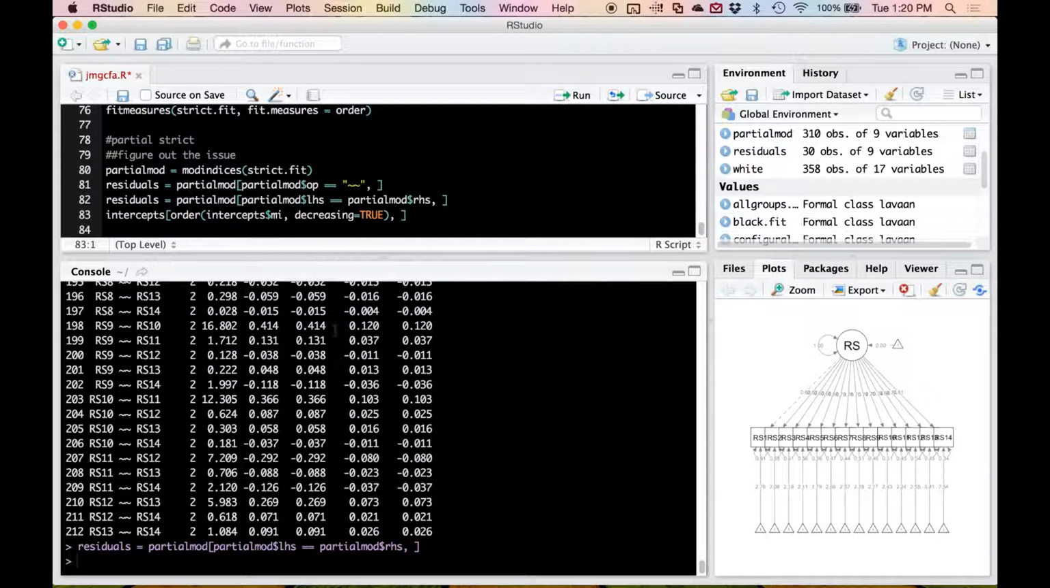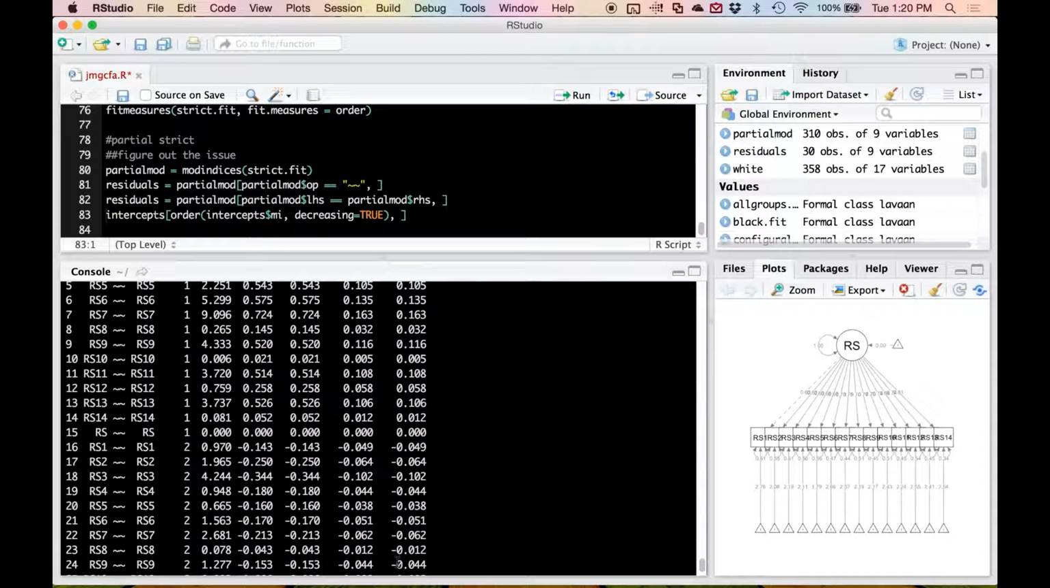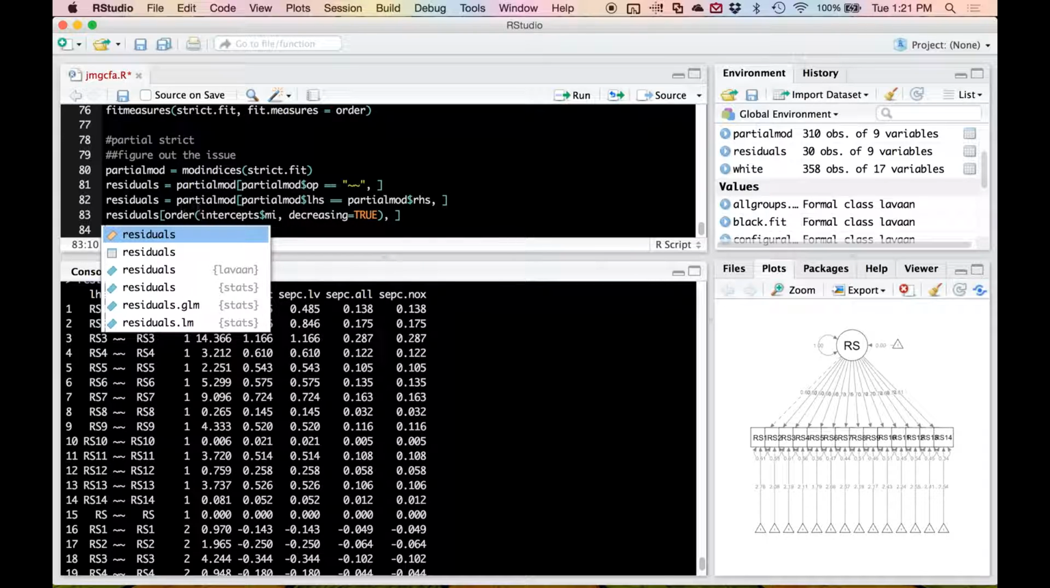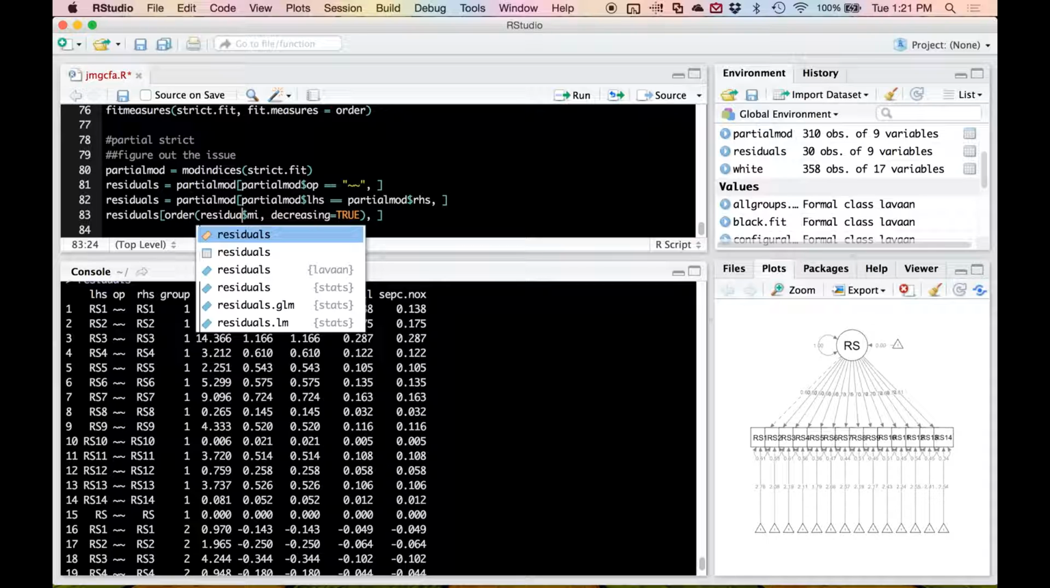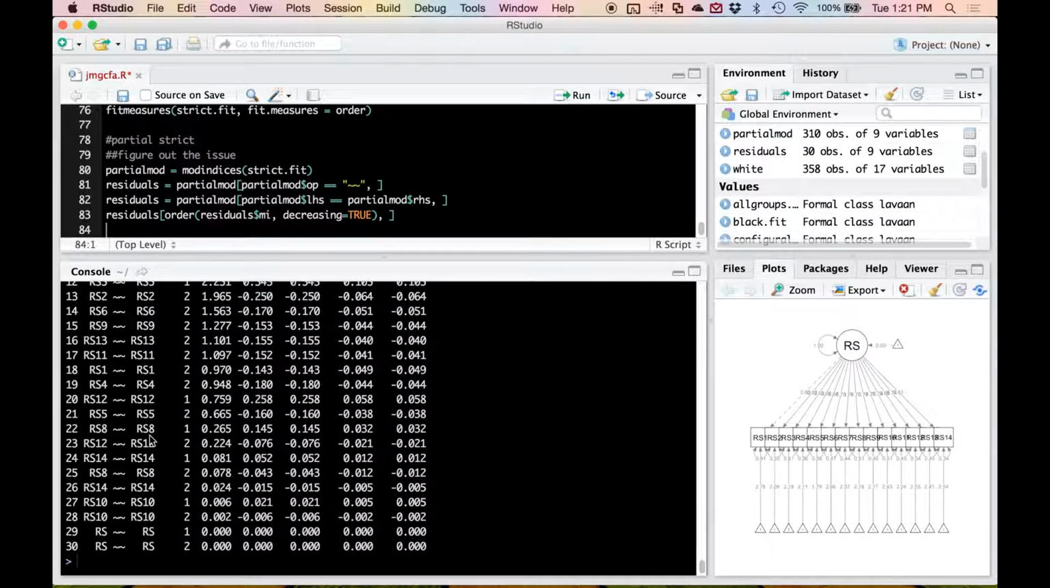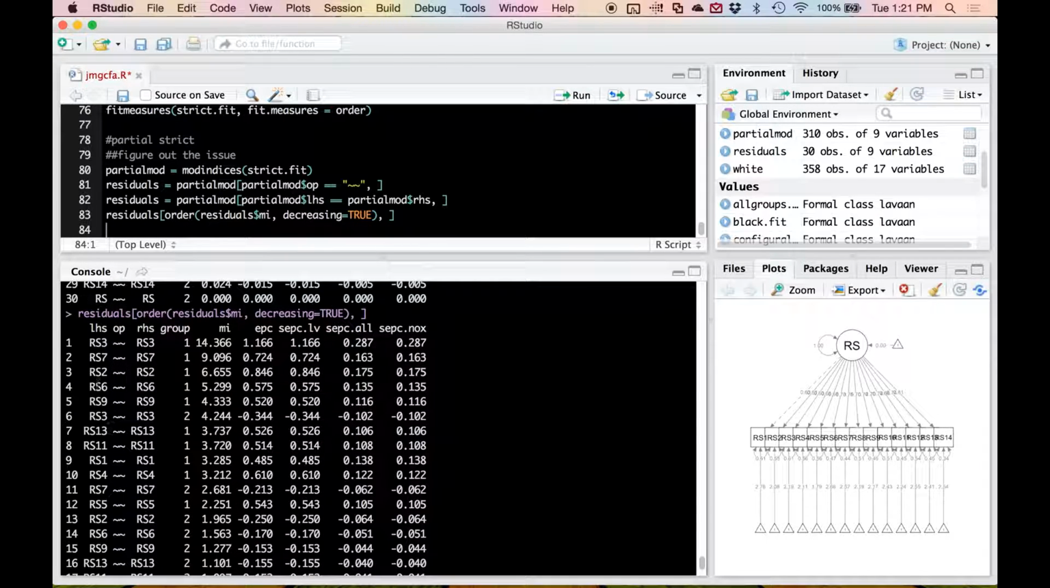So let's decrease here. So now my residuals component is just those first 30 where they're equal to each other. And now I can sort them in order. So I'm just changing the name. So I still want to sort on my modification indice column. And that tells me that RS3 is the issue. So we're going to allow the residual for RS3 to be this different across groups.